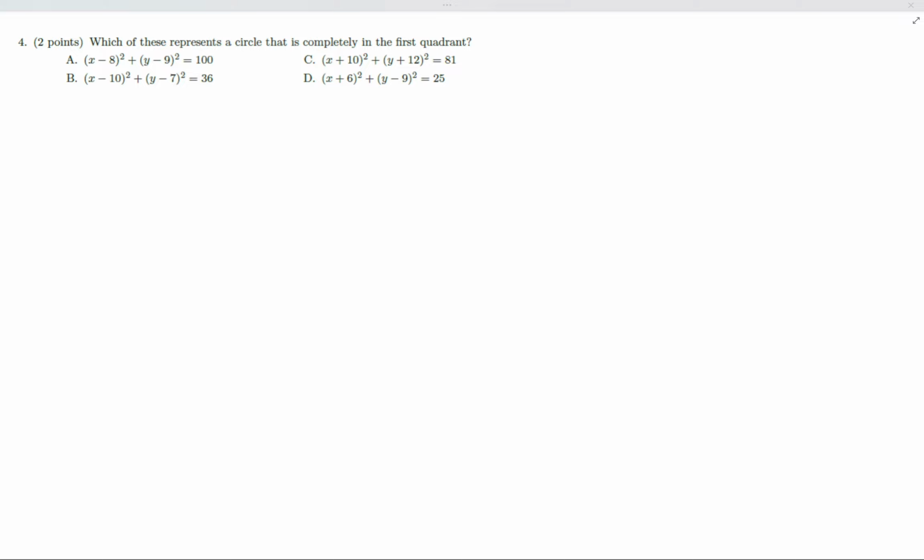Okay, for question number 4, which of the following circles represents the circle which is only or completely located at the first quadrant? When we say completely located in the first quadrant, it means that the circle must not cross the first quadrant. So in this case, let me draw our Cartesian plane. Right, we can still remember what those quadrants mean.